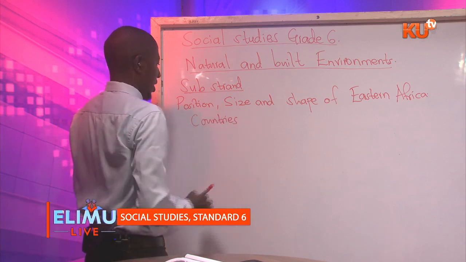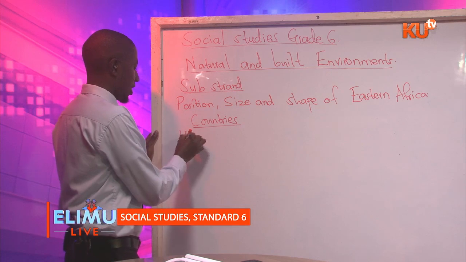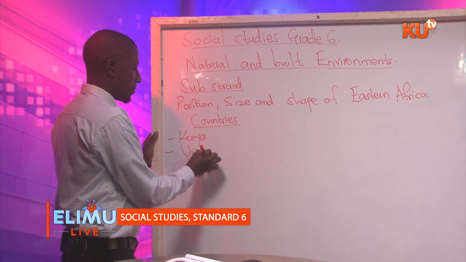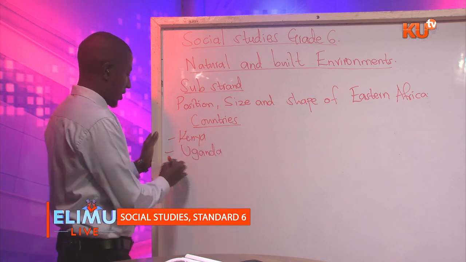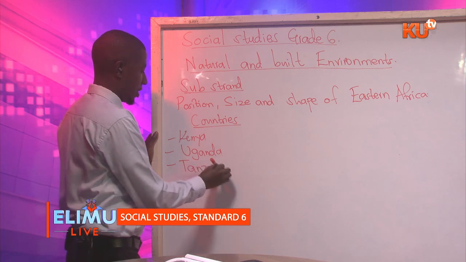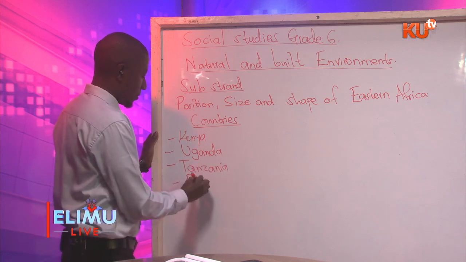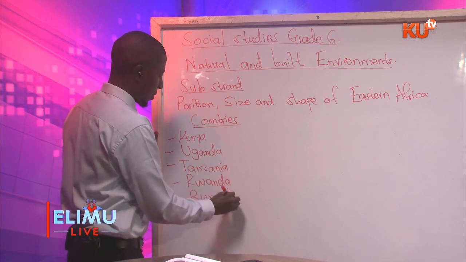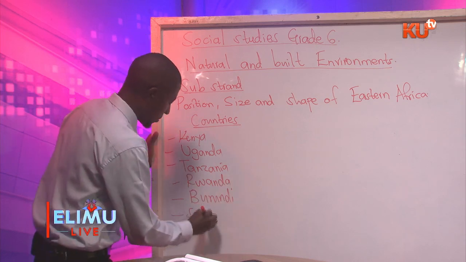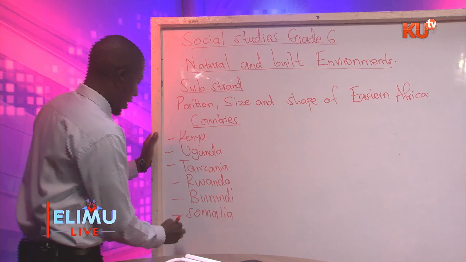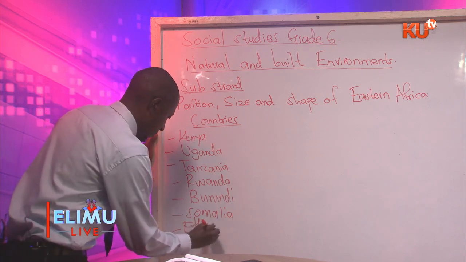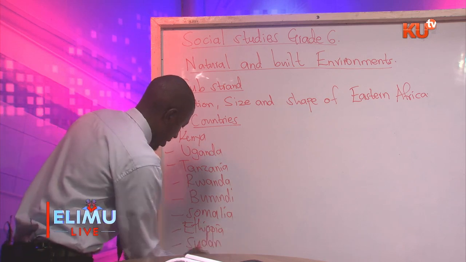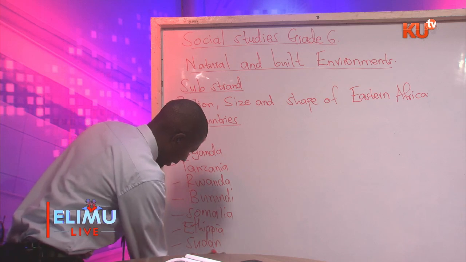Eastern Africa has 11 countries. They include Kenya, our country, our immediate neighbors, Uganda. Then we also have Tanzania. We have Rwanda, we have Burundi, we have Somalia, we have Ethiopia, then we have Sudan, and we have South Sudan.